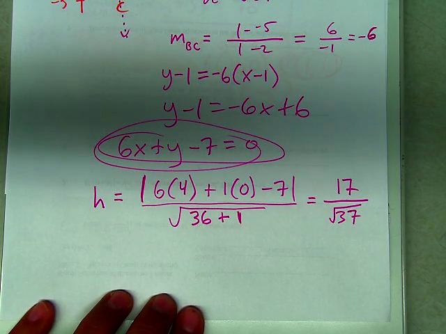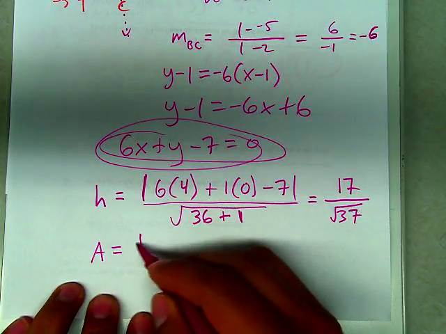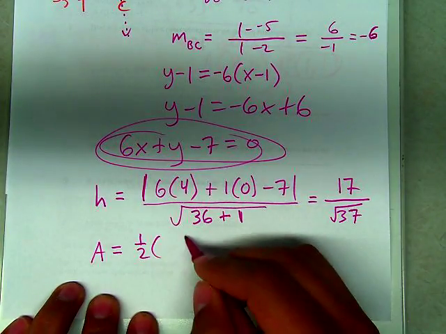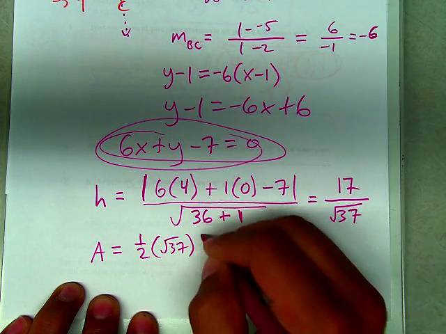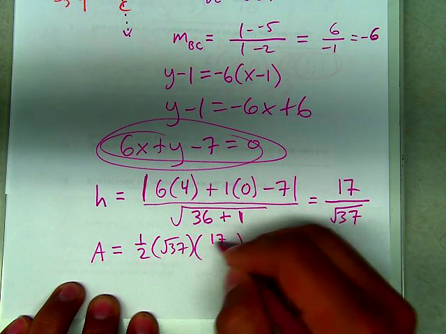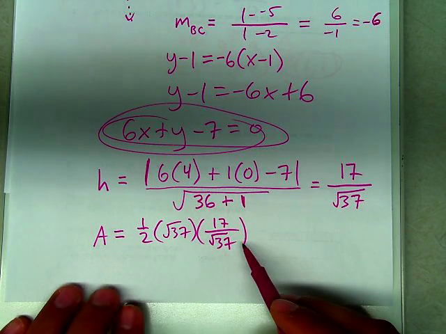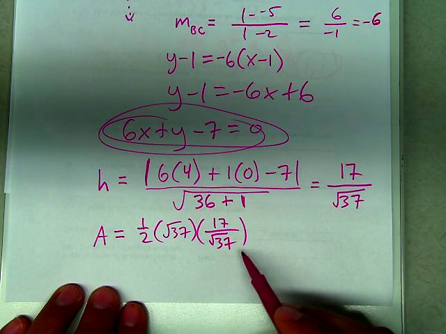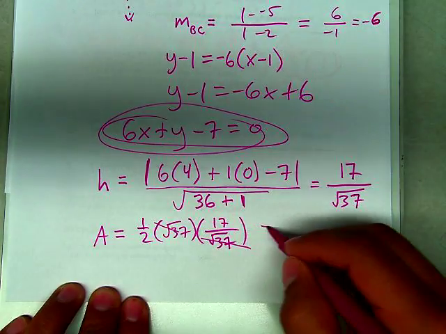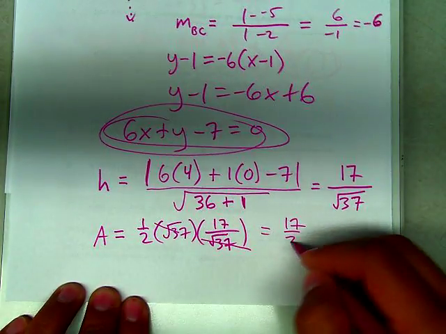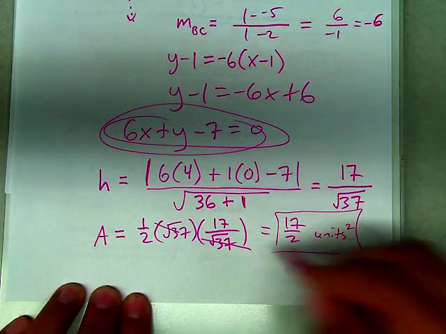Okay, so we're pretty much done. We had 1/2. Base was root 37. Well, that's nice. Again, don't rationalize unless you need to at the end. If you leave it like this, can you guys see right away that these cancel? So the final answer is 17 over 2 for the area, whatever units we have squared.